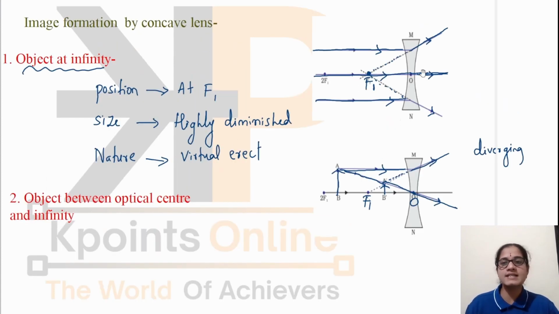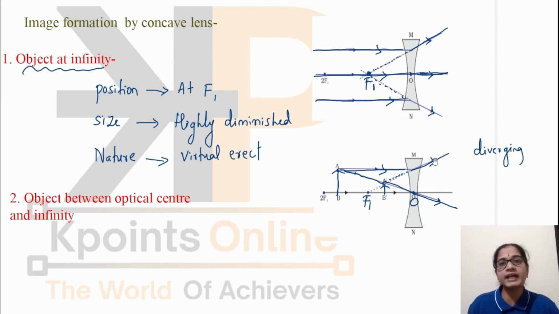See, in both the cases, these rays are diverging. They are not going to meet at any point. So what we consider is, they appear as if they are going to meet at this point. You can see here, these rays appear as if they are diverging from this point, as if they are going to meet here. So here is the position of the image formed. Here also, these two rays are diverging rays.